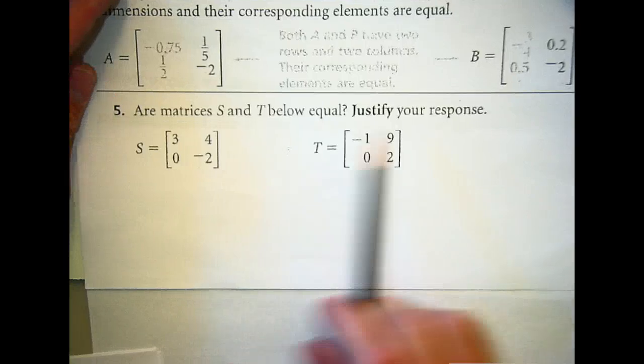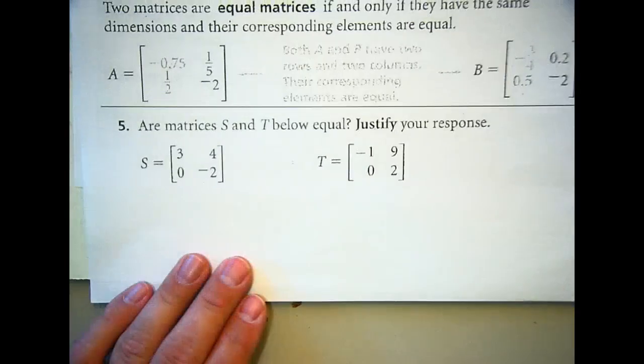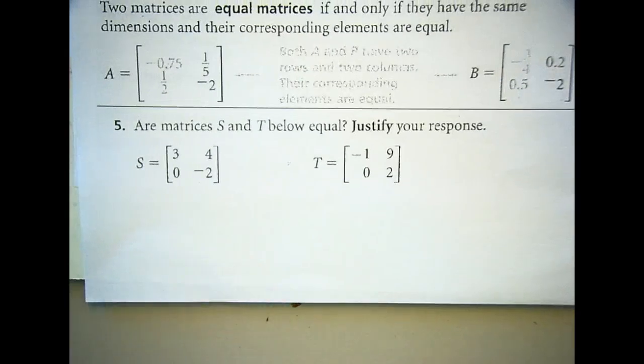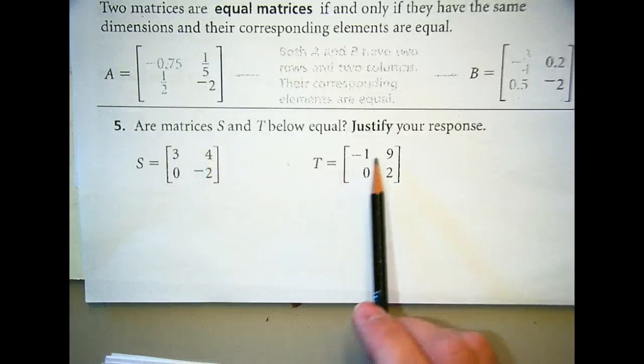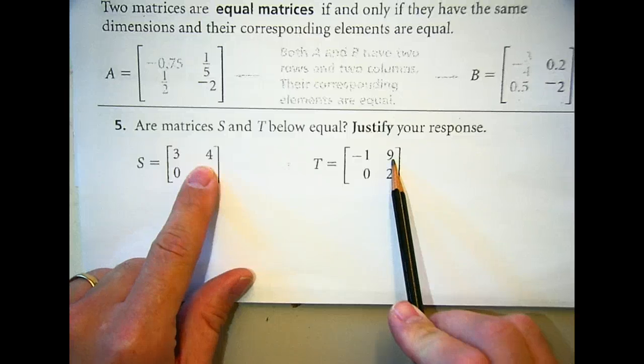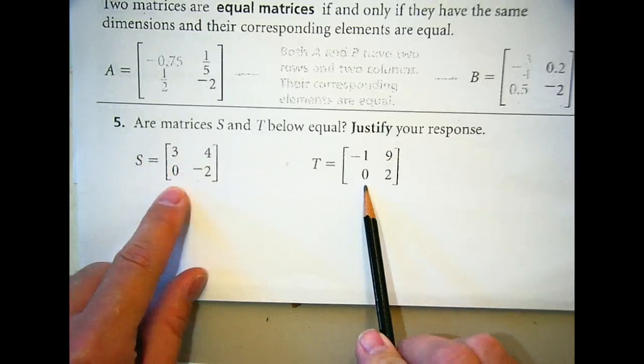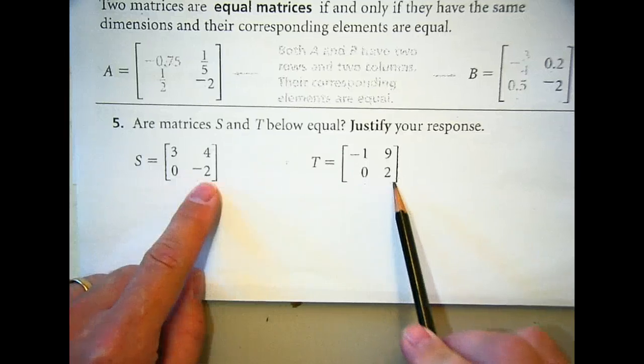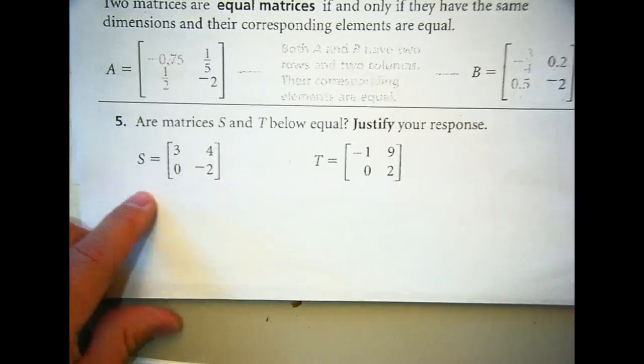So when I look at number 5, are S and T equal? Justify your response. I want you to tell your neighbor yes, no, and why. Okay, how many say yes? How many say no? Anyone tell me why they're not? Someone that hasn't participated yet today. Parker. Because they aren't corresponding. Because 4 is not equal to 9, and negative 1 is not equal to 3. Good. Their corresponding elements are not equal. 4 doesn't equal 9. 3 doesn't equal negative 1. 0 equals 0. But negative 2 doesn't equal 2. So all corresponding elements have to be equal.